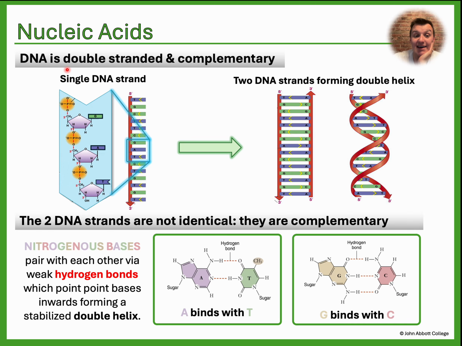So DNA is a double-stranded and complementary nucleic acid, okay? So this is a single strand of the DNA. T, G, C, T, G, C, A, T, C, T, G. Do you see all these letters repeating? Right? That's a strand of DNA. This is one monomer, another one.